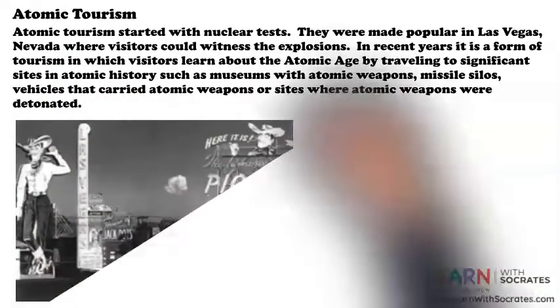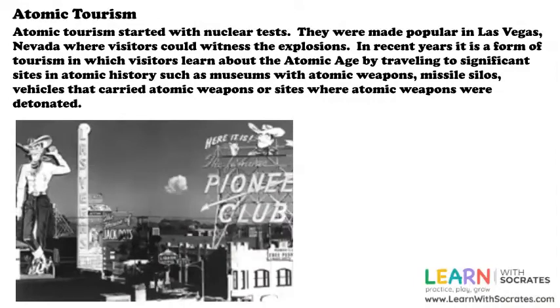Atomic tourism. Atomic tourism started with nuclear tests. They were made popular in Las Vegas, Nevada, where visitors could witness the explosions. In recent years, it is a form of tourism in which visitors learn about the atomic age by traveling to significant sites in atomic history, such as museums with atomic weapons, missile silos, vehicles that carried atomic weapons, or sites where atomic weapons were detonated.